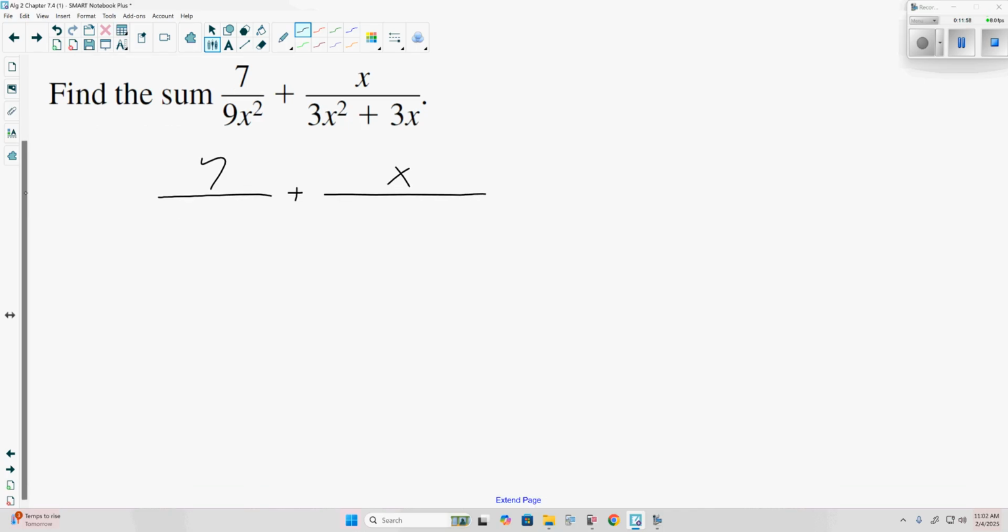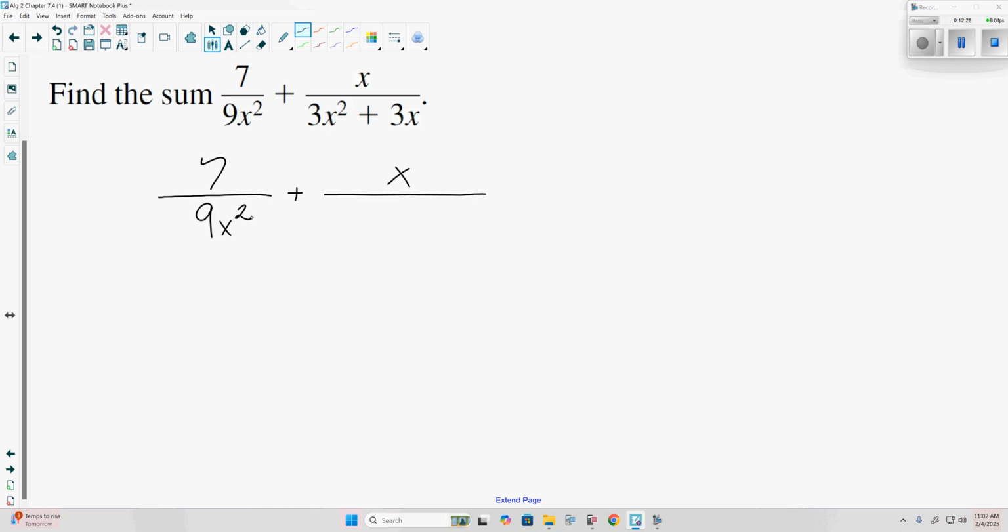And before we can do that, I would highly advise factoring those bottoms, factoring the denominators as far as they can go so that we can find the least common multiple. Or in this case, the least common denominator because we're doing it for the bottoms of the fractions. Now, 9x squared is a single term. Nothing we can do with it. We can't factor it any farther than what it is.